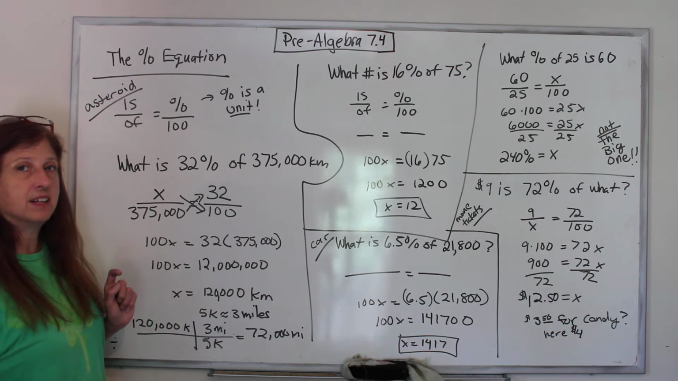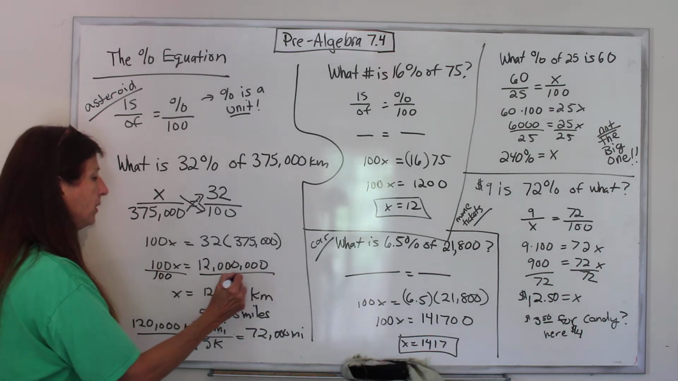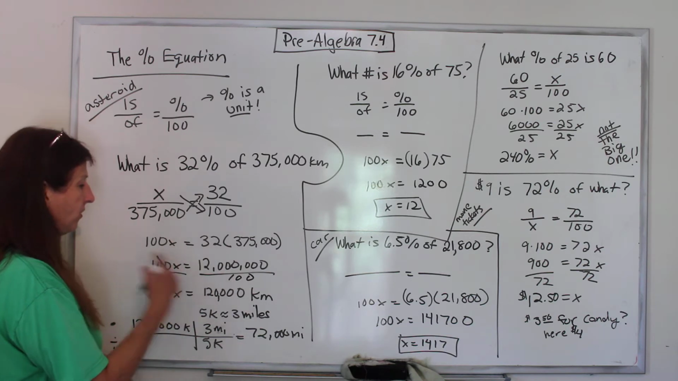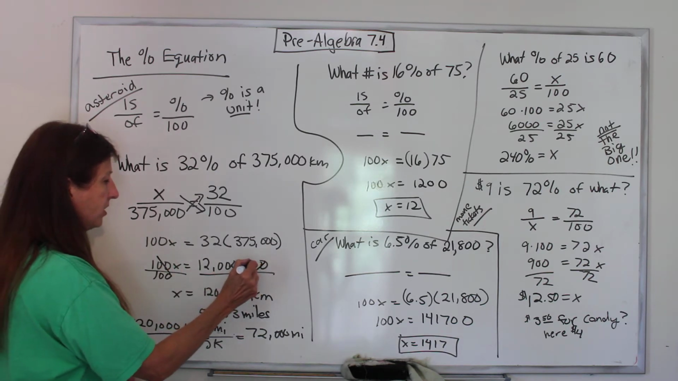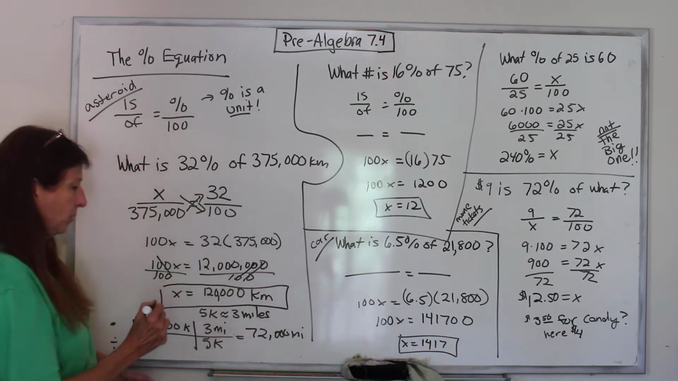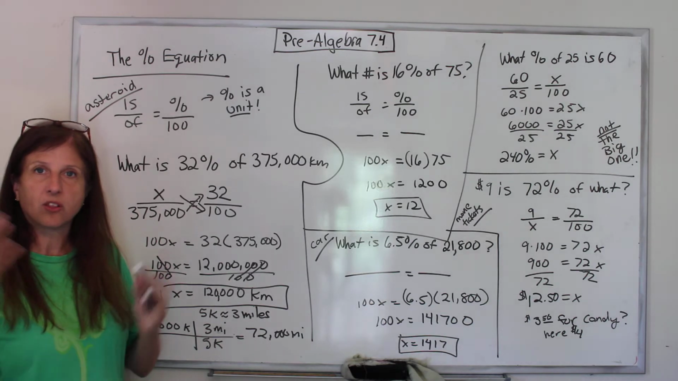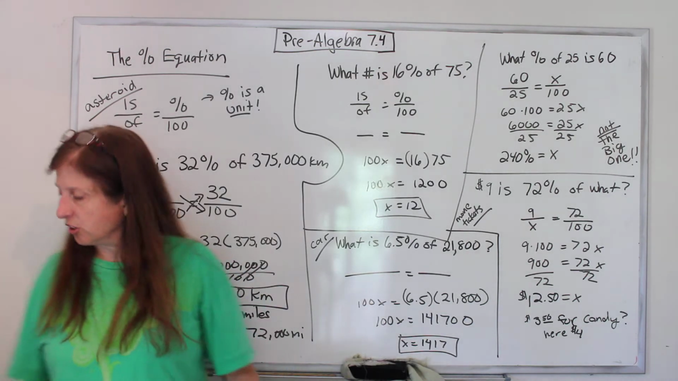Now, why is x not alone? It's being multiplied by 100, so we divide by 100. What we do to one side, we do to the other. Those cancel out, and 2 of those zeros cancel out. So x is, it went 120,000 kilometers from Earth. Are you scared? Are you impressed?